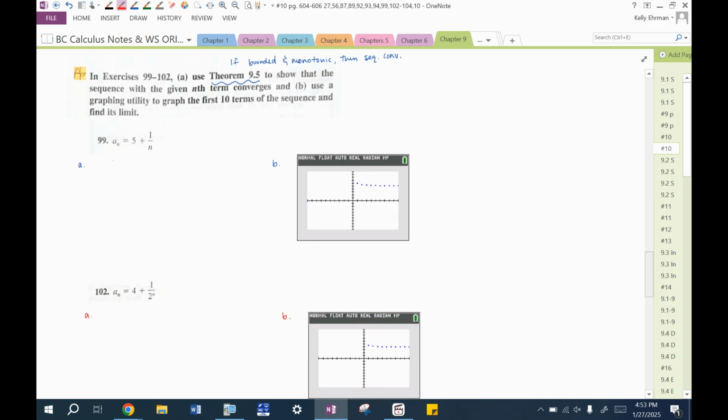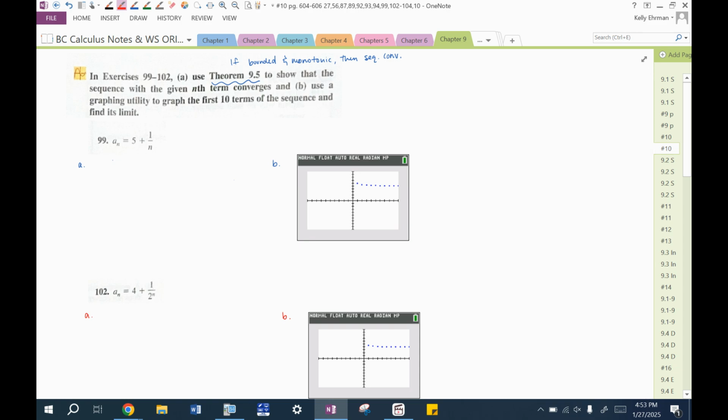Okay, for this set, it says use theorem 9.5. That's the one that says if you can show that a sequence is bounded and monotonic, then the sequence converges. I still think this theorem is kind of silly for our purposes, because if we use it to say something converges, then the question is, what does it converge to? You still just go back to taking limits like we learned yesterday. So it's not that helpful in my opinion, but just in case it's on our AP test, we'll take a look at it. Use the theorem to show that the sequence converges, and verify that with a graphing utility.